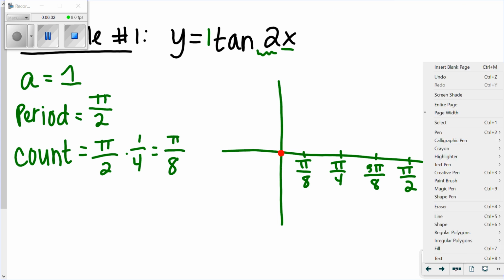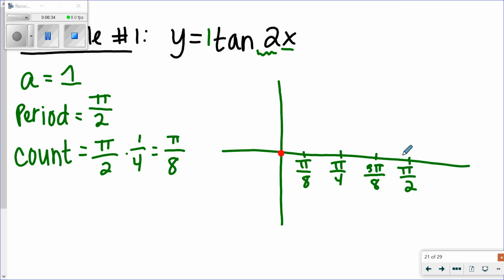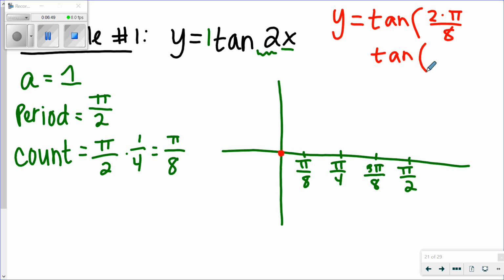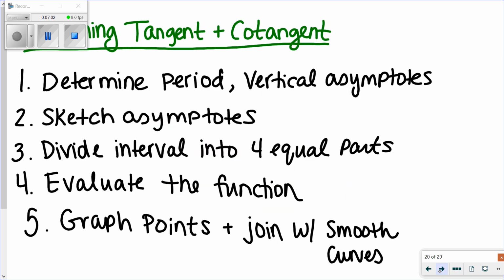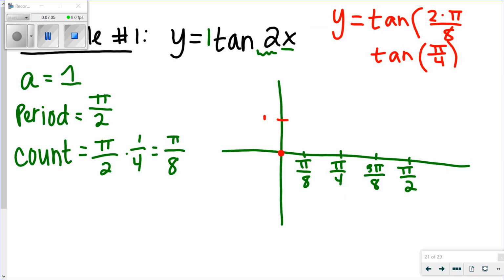If we plug in pi over 8 next, I'm going to erase this so that I've got some more room to work. If we plug in pi over 8 next, we end up with y equals the tangent of 2 times pi over 8, which is the tangent of, well, 2 pi over 8 reduces to pi over 4. If we look back at our thing at pi over 4, the tangent there is 1. So I'm going to plot a point at 1.